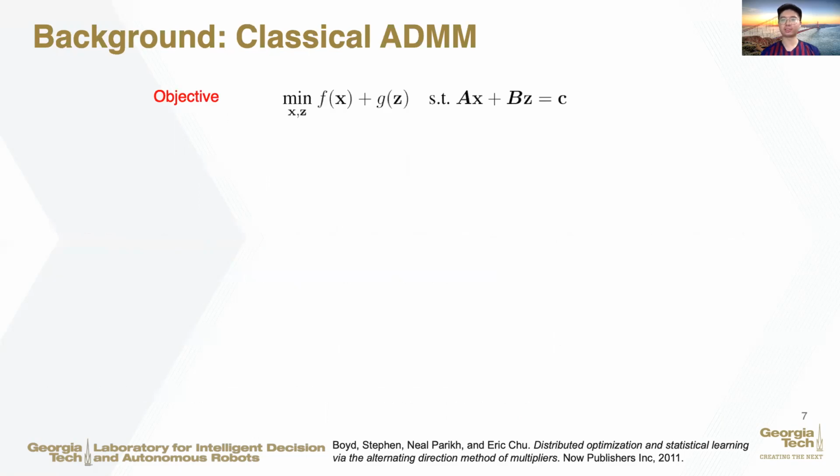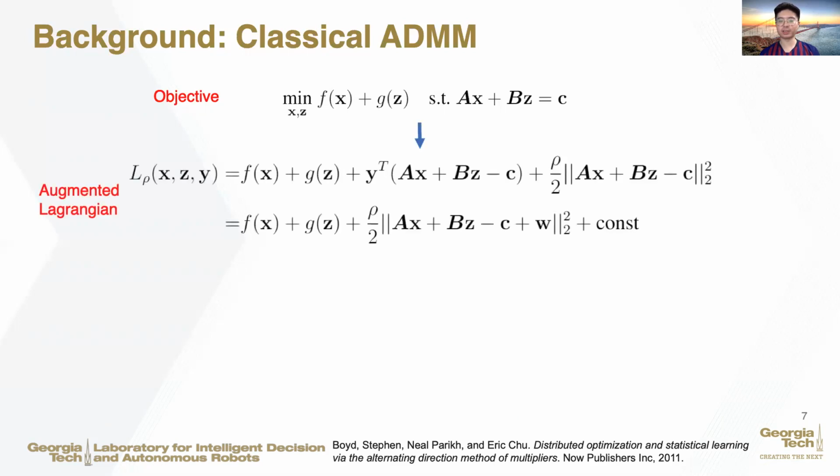Before we dive into the splitting of this locomotion problem, let's have a quick review of the ADMM algorithm. ADMM solves optimization problems in a distributed manner. The classical ADMM is used to solve an optimization problem that is separable into two objectives with a linear coupling constraint. The first step is to construct an augmented Lagrangian with a dual variable y and an augmented Lagrangian parameter rho. By a simple transformation, we can ignore the constant term and derive a simplified augmented Lagrangian using a scaled dual variable, which is compact and easier to work with.